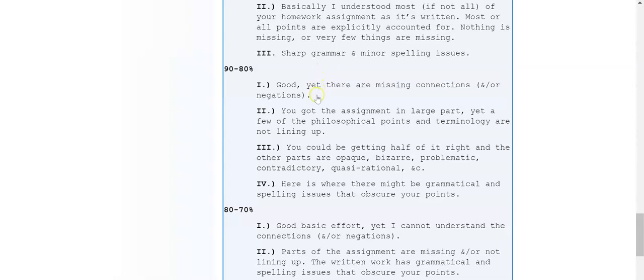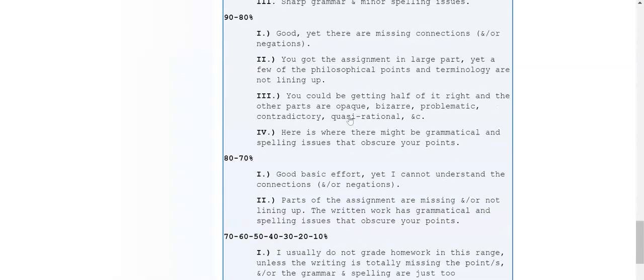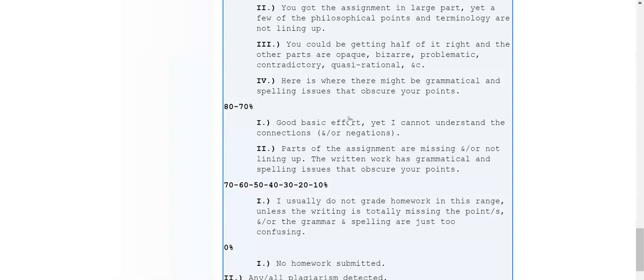Okay, 90 to 80%, good, yet there are missing connections and or negations. You got the assignment in large part, yet a few of the philosophical points and terminology are not lining up. You could be getting half of it right, and the other parts are opaque, bizarre, problematic, contradictory, quasi-rational, etc.